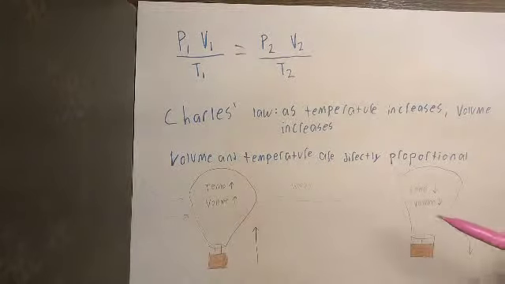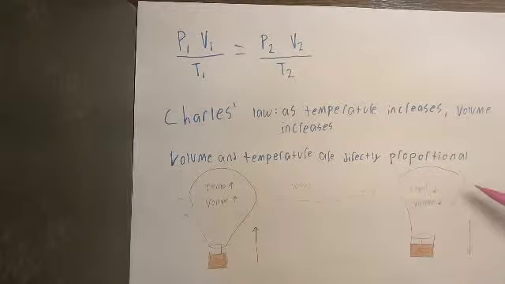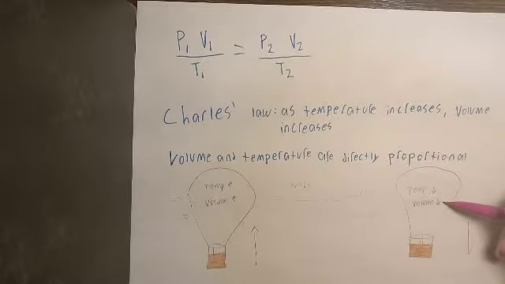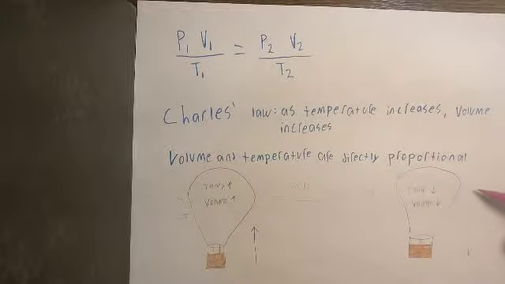Then it is carried by winds over to its destination, where the pilot allows the balloon to cool, so temperature is decreasing, and since that's happening, volume is also decreasing. And then this allows the balloon to descend and land.